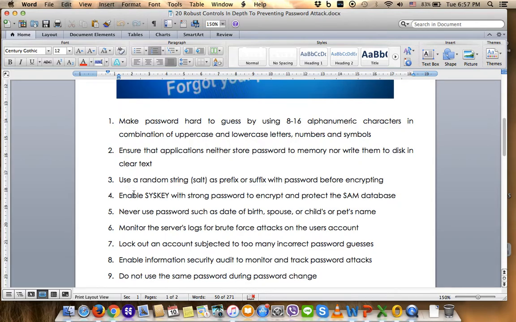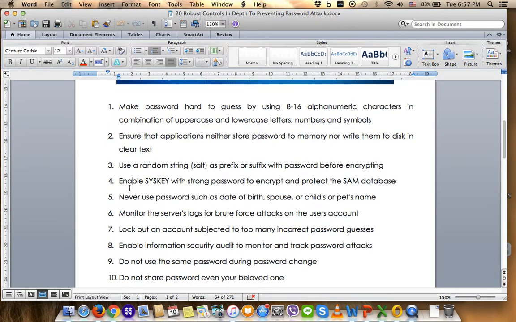So the control number four is IT security need to enable syskey with a strong password protection to encrypt and protect the same database. So the control number five is never use password such as date and time, spouse, child or pet name or teammate. So whatever involve the password guess that attacker or malicious user can guess your password easily.